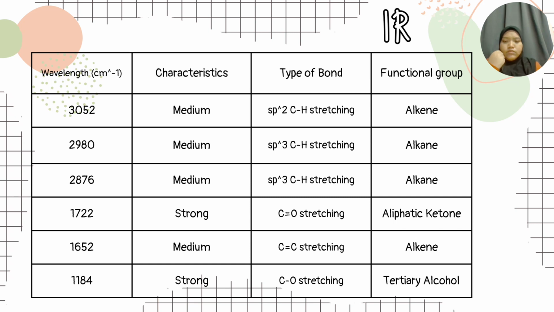So for the next one, 1722, the characteristic was strong, C double bond O stretching. The functional group is an aliphatic ketone. 1652, medium, C double bond C stretching, alkene. And the last one, 1184, the characteristic was strong, C single bond O stretching, and the functional group is a tertiary alcohol.